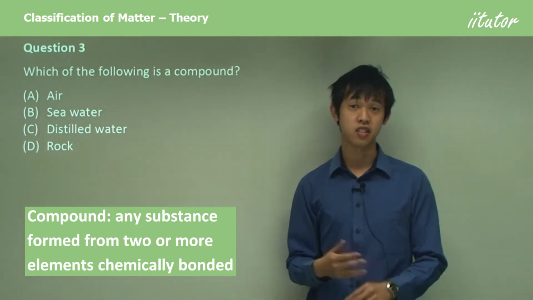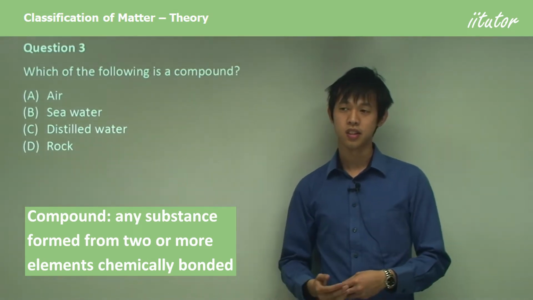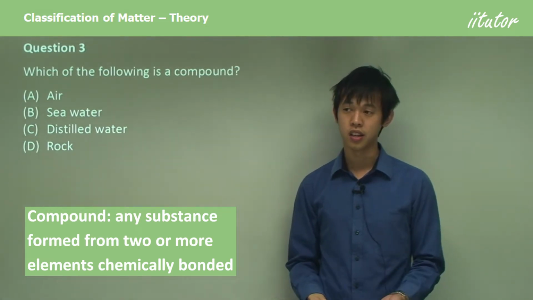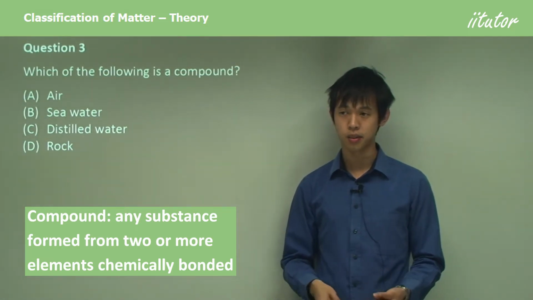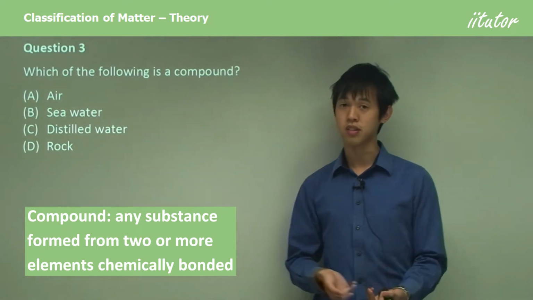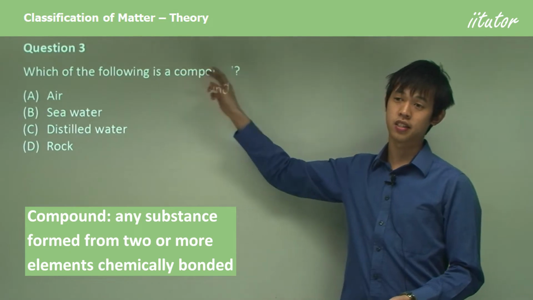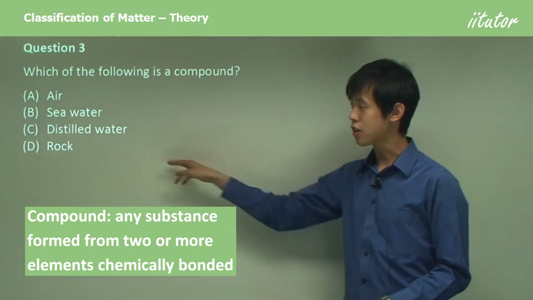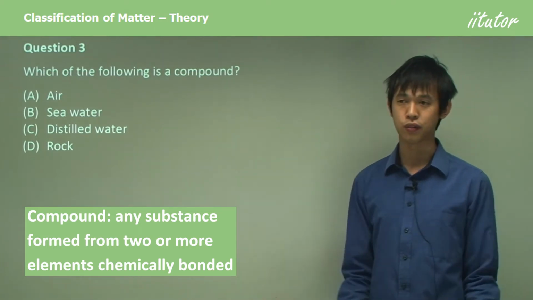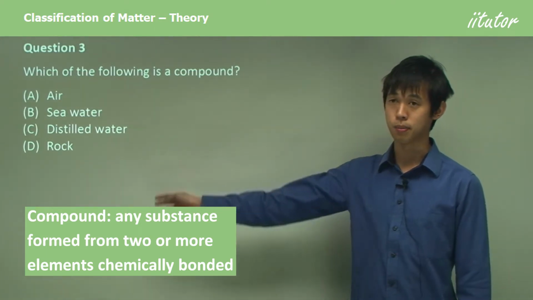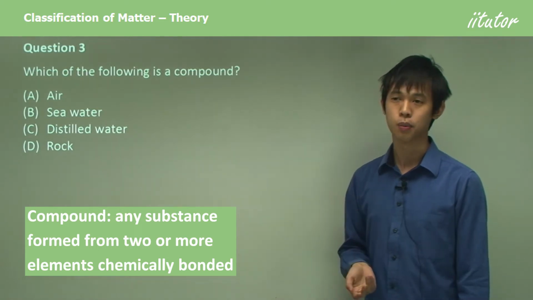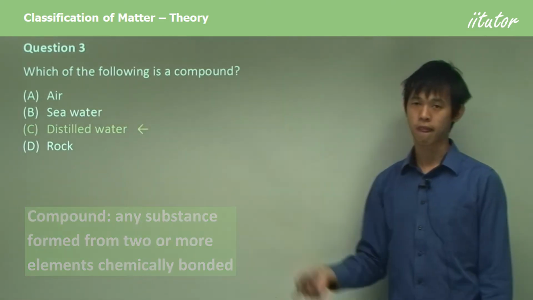Seawater can vary in its salt concentration. For instance, in the Dead Sea, there's so much salt that it almost looks like you could stand on it. It's much more dense than normal salt water, but it's still called seawater. B is a mixture. Rock just could be anything. It could be a billion types of different rocks. So it's more likely to be just a mixture. So C, distilled water, is a compound. Water is a compound. So we know that.